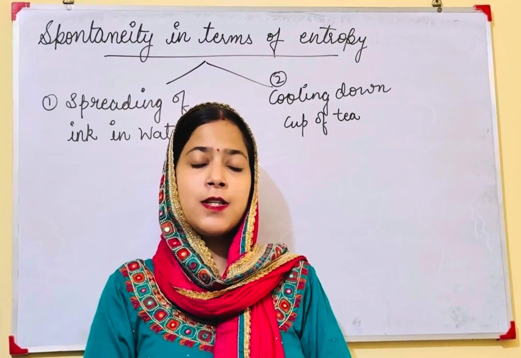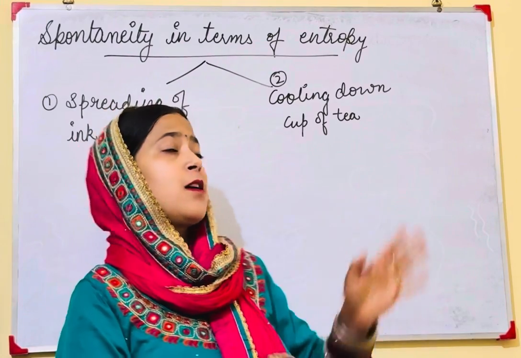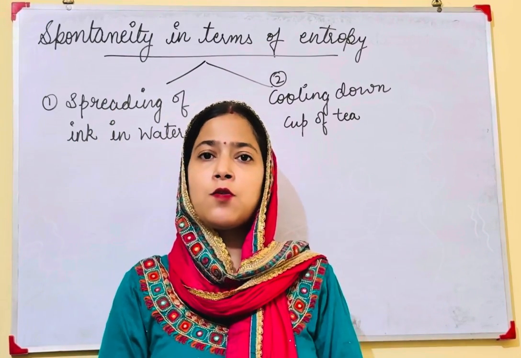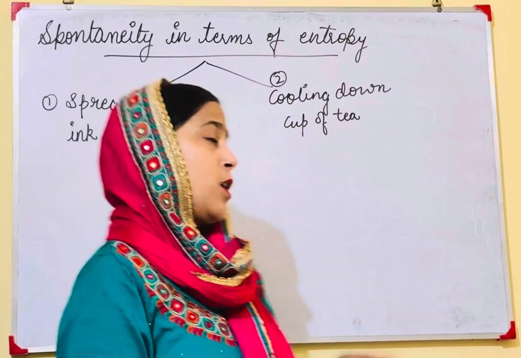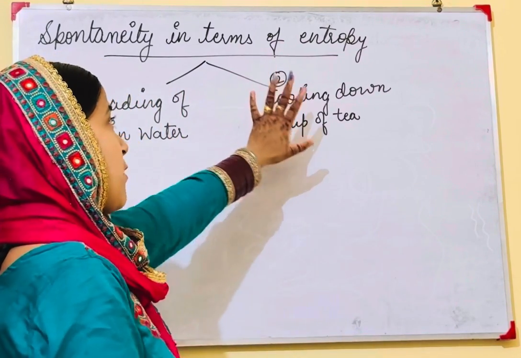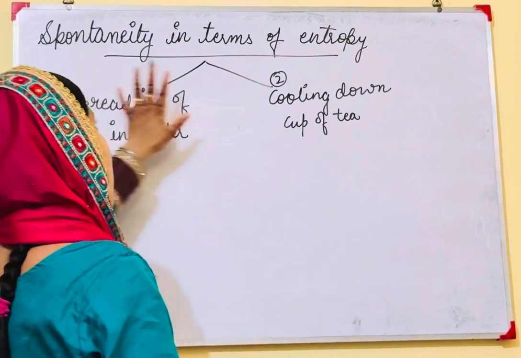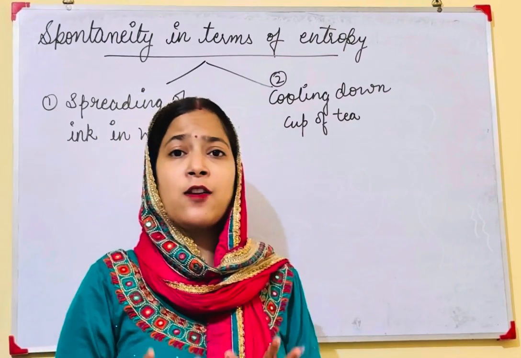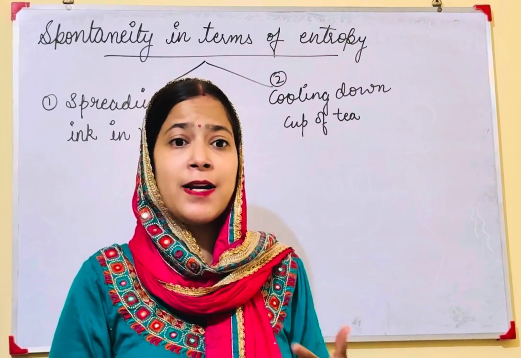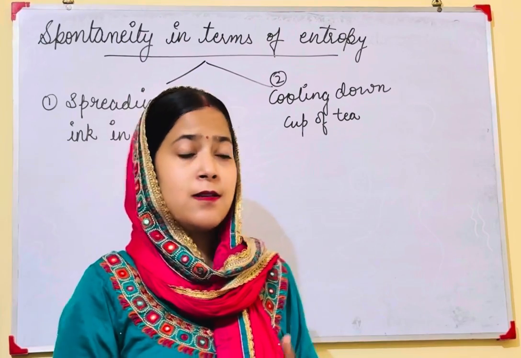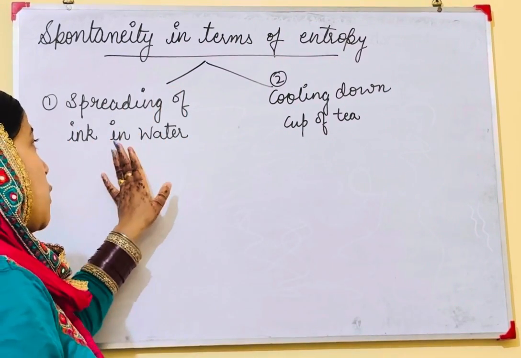Now after discussing entropy, today we will discuss spontaneity in terms of entropy change. Both terms we are familiar with. Entropy is the degree of randomness, and spontaneity is whether a reaction is visible, whether the reaction takes place by its own or does not take place. Now there are two examples.